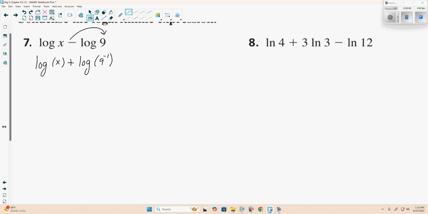Which is really just going to tell us that we have log of x plus log of 9 to the negative first. We have 2 being added, so we can say this is the same as our multiplication. And lastly, we do have to fix that negative exponent.